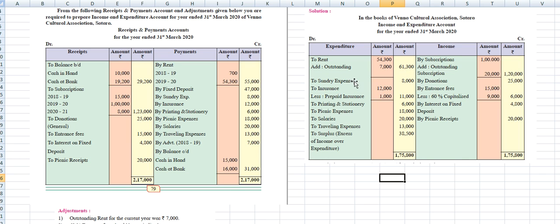Next entry is sundry expenses. Sundry expenses are 8,000 rupees, taken directly in the outer column. There is no adjustment for the sundry expenses. And the next entry is insurance.